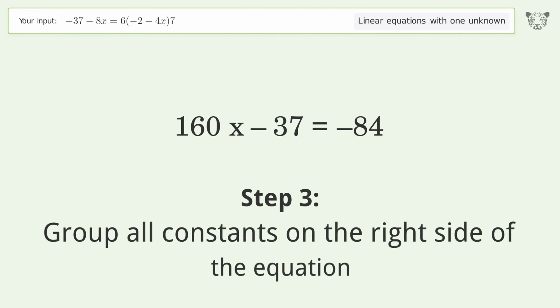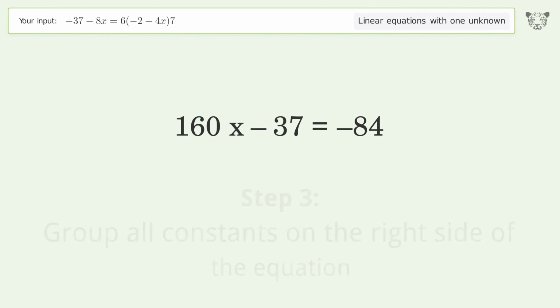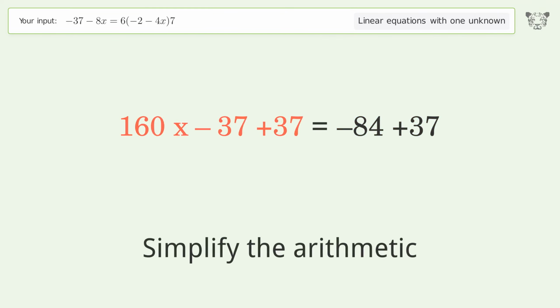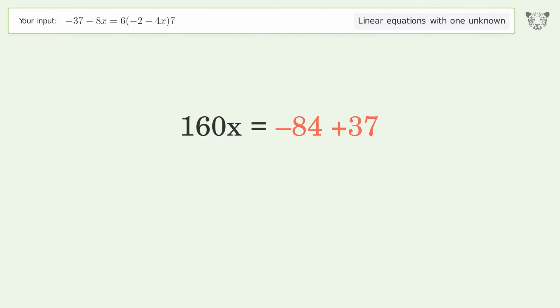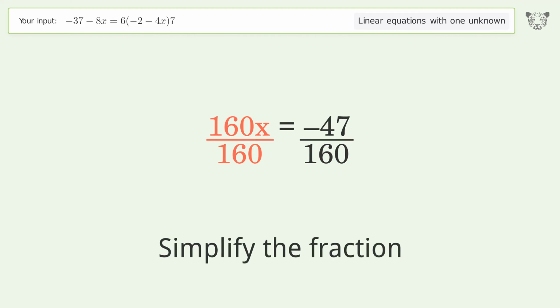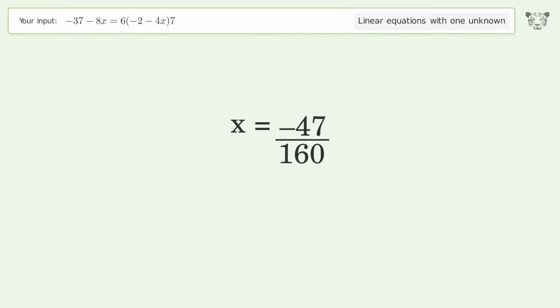Group all constants on the right side of the equation. Add 37 to both sides. Simplify the arithmetic. Isolate the x. Divide both sides by 160. Simplify the fraction. And so the final result is x equals negative 47 over 160.